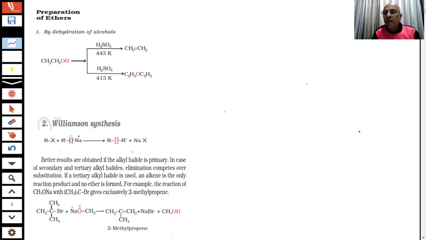Another important topic which we have on the board. Students, today's topic is very important and there are going to be questions in the paper on this. We are now going to talk about ethers. We have discussed alcohols and phenols, their preparation and properties. Now we are talking of ethers, students, ethers.